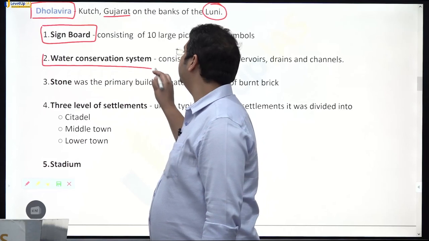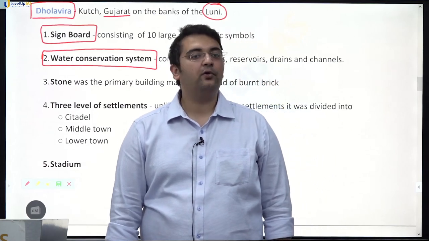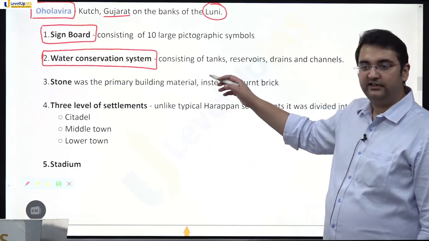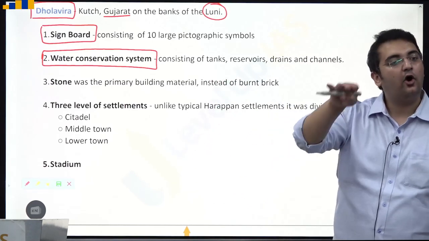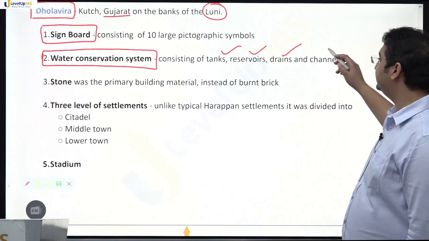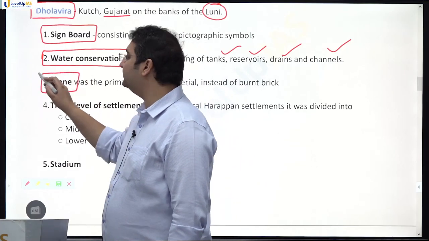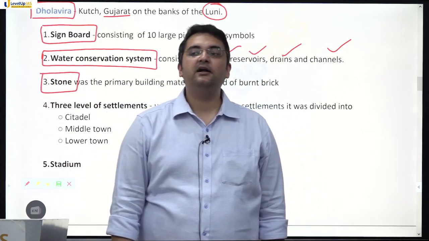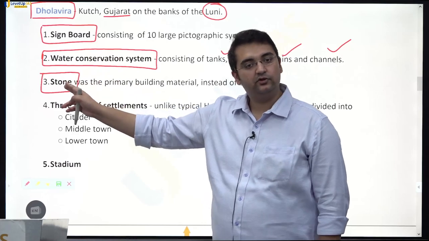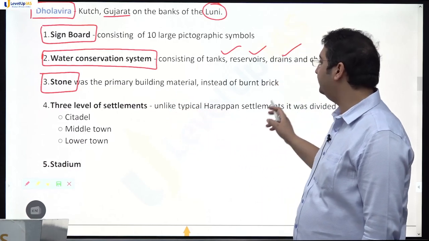Second, since Kutch even back then was located in an arid region, therefore an elaborate system of water harvesting has been discovered. It consists of a number of different layers of interconnected tanks and reservoirs. Okay? Tanks, reservoirs, drains and channels. Third important thing to remember, that unlike the rest of the Harappan civilization, where burnt brick was used as the universal material of construction, at Dholavira what has been used? Stone has been used. Burnt brick has not been used. Okay? Stone was the primary building material instead of burnt bricks.